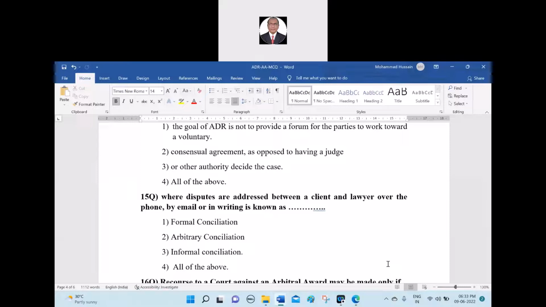Okay, I read. Where disputes are addressed between a client and a lawyer over the phone, by email or in writing is known as dash. Number one, formal conciliation. Number two, arbitrary conciliation. Number three, informal conciliation. Number four, all of the above. Number 3, sir. Number three, it is informal conciliation. Number three is the answer for the 15th question.